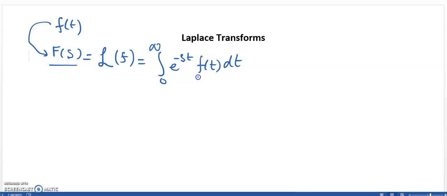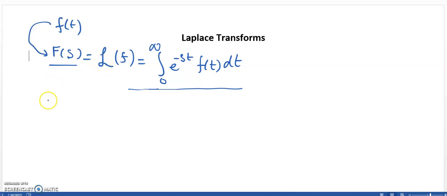So if you want to find the Laplace transform of any function, you will multiply it by e power minus st, and then you will take an integral from 0 to infinity. So this is the basic definition. Using this definition, we will convert various functions into their Laplace transforms.